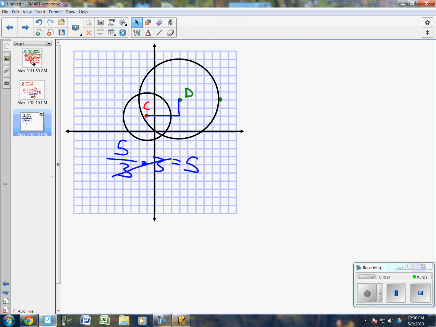So all I would have to do, you guys, is this circle would slide to the right 3 and up 2 to right there somewhere, and then I could dilate it, times it by 5/3, and it would become the same circle. Okay, that's a little bit off.